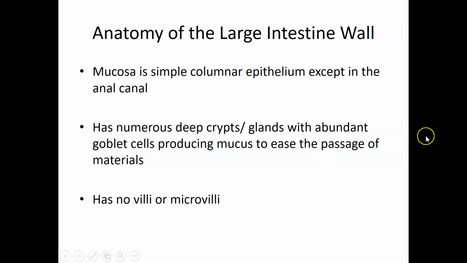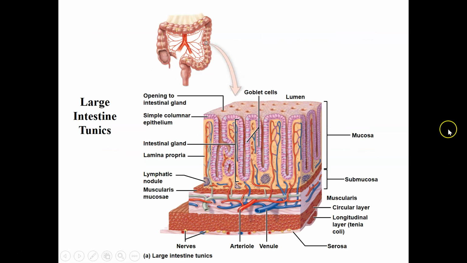Another feature of the mucosal layer of the large intestine is, unlike the small intestine, there are no villi or microvilli. So this slide is showing the mucosal epithelium here, simple columnar epithelium. It's on the surface, and there's an opening into the intestinal glands or crypts, and abundant goblet cells there. And as far as the other tissues, pretty similar to the small intestine. So there's a lamina propria rich with blood vessels, and thin muscularis mucosae layer, submucosal layer here.